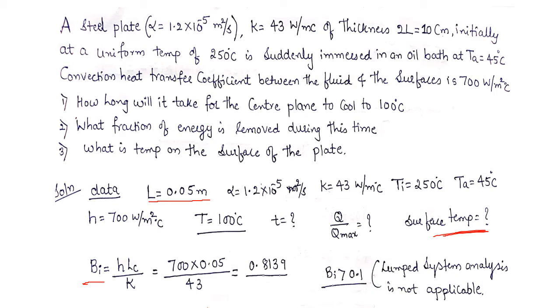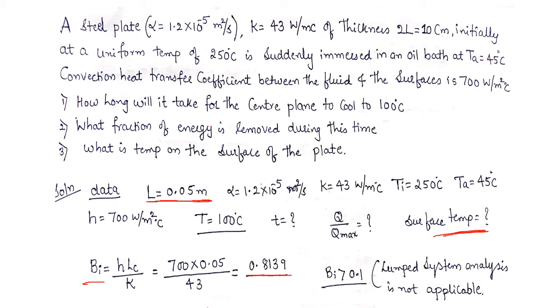2L is given as 10 centimeter, so L is half the thickness of the plate, that is 5 centimeter, or 0.05 meter. So the characteristic length Lc equals L. h is already given as 700 watt per meter square degree centigrade, Lc we have already calculated, divided by 43. So we have got the value of the Biot number as 0.8319.